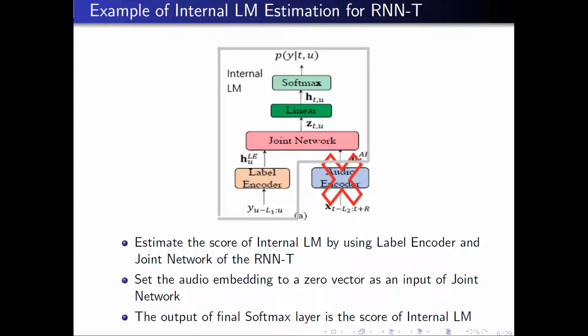This is an example of internal language model estimation for RNNT. An RNNT has three components. A label encoder encodes grapheme labels. An audio encoder encodes audio features. Neural networks receive the label embeddings and audio embedding to predict the probability distribution of the next label. We estimate the probability of the internal language model by ignoring the audio encoder and setting the audio embedding to zeros.